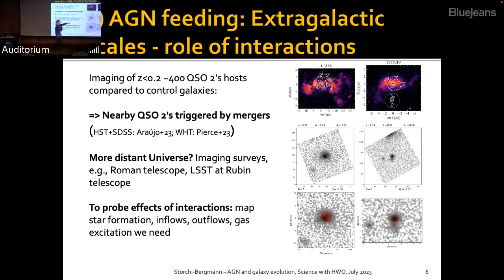telescope and the LSST at the Rubin telescope. The images will tell us if we see these pairs of galaxies or mergers. But if we want to probe the effect of the interactions, we need to map the star formation, map inflows, outflows, and gas excitation. And for this, we need integral field spectroscopy.